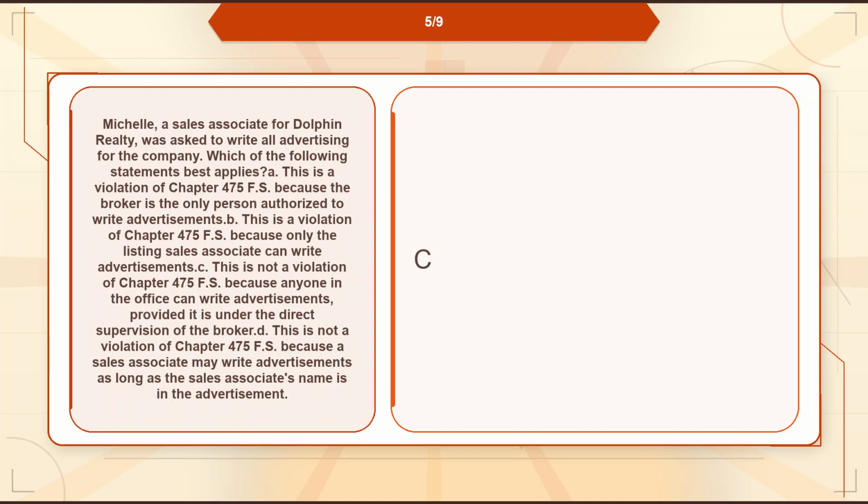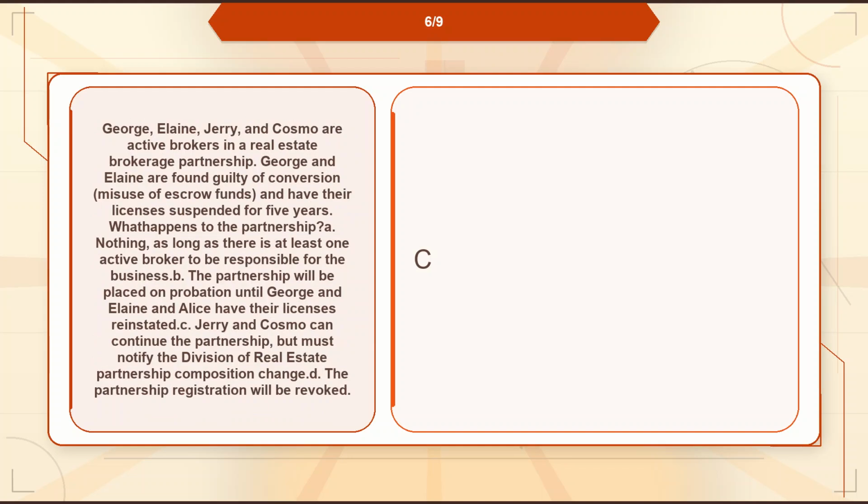Flashcard 5. Term: Michelle, a sales associate for Dolphin Realty, was asked to write all advertising for the company. Which of the following statements best applies? A. This is a violation of Chapter 475 FS because the broker is the only person authorized to write advertisements. B. This is a violation of Chapter 475 FS because only the listing sales associate can write advertisements. C. This is not a violation of Chapter 475 FS because anyone in the office can write advertisements, provided it is under the direct supervision of the broker. D. This is not a violation of Chapter 475 FS because a sales associate may write advertisements as long as the sales associate's name is in the advertisement. Definition: C.